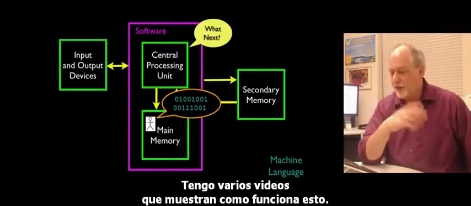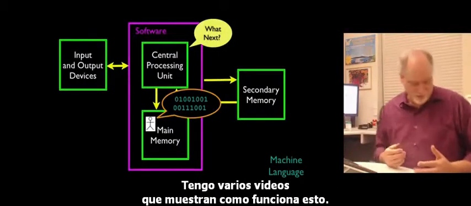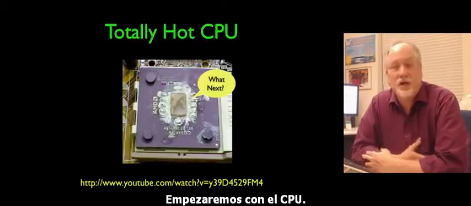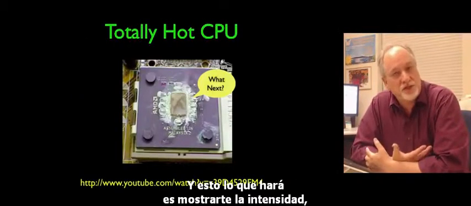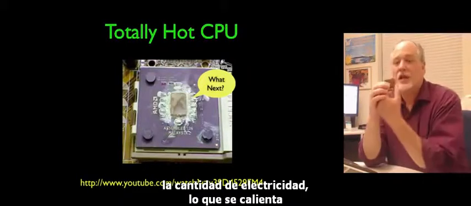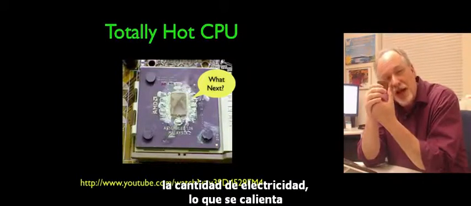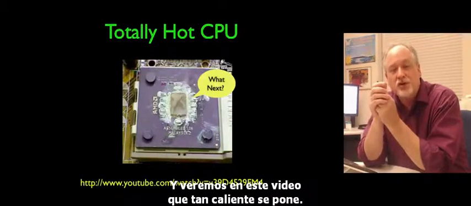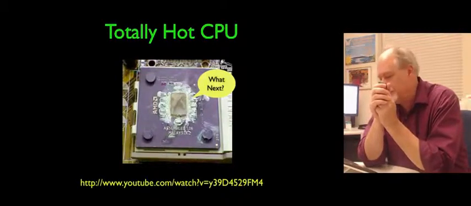So, I got a couple of videos that give you a sense of how this all works. We'll start with the CPU. What this is going to do is show you the intensity of how much electricity. The thing that gets hot inside your computer is this little guy right here. And we're going to see in this video just how hot it can get.